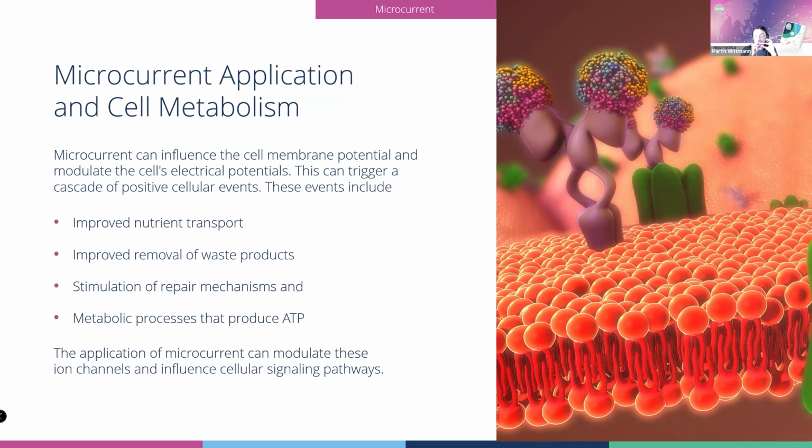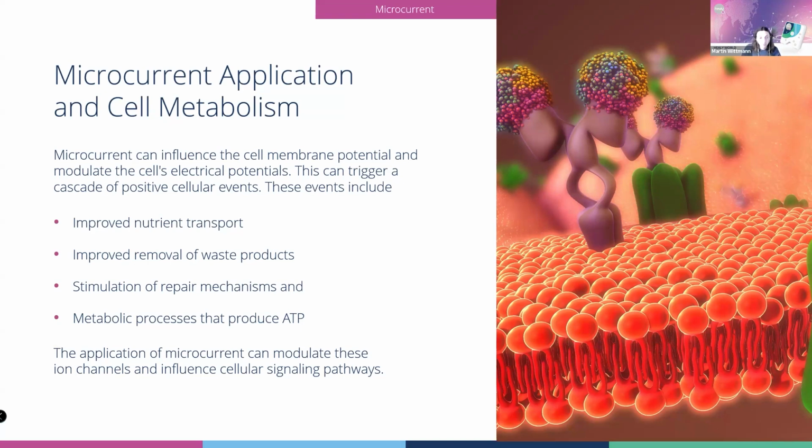For example, in the cell you have a mitochondria, and the mitochondria is basically the powerhouse, the engine of the cell. And this mitochondria is producing ATP. So if you're stimulating the mitochondria, you produce more ATP, so more energy for the cell or for the body as a whole, of course. And the application of microcurrent can then modulate those ion channels and influence cellular signaling. So how the body works on the cellular level, you can address using microcurrent.